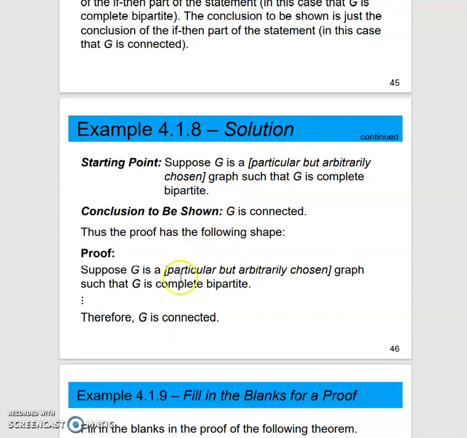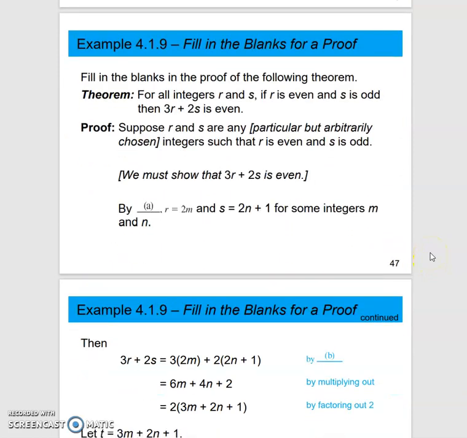So again, we know we're going to start with that complete bipartite statement. We don't necessarily know what goes in the middle, but we know what our last statement is also going to look like. So a lot of your homework problems will be fill in the blank type problems, and let's see an example of what that might look like. So here is our theorem: for all integers R and S, if R is even and S is odd, then 3R plus 2S is even.